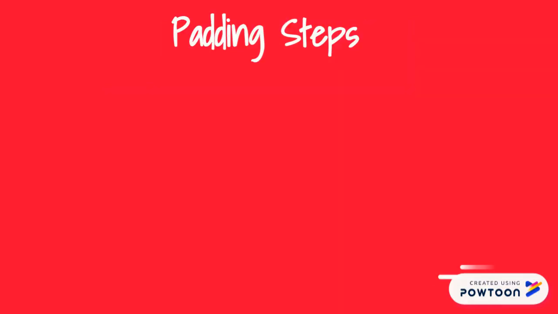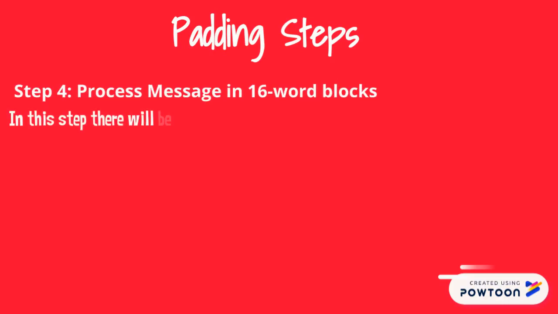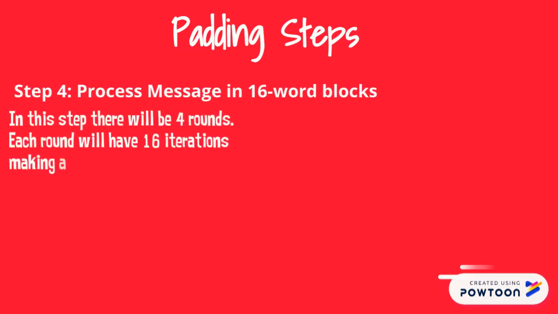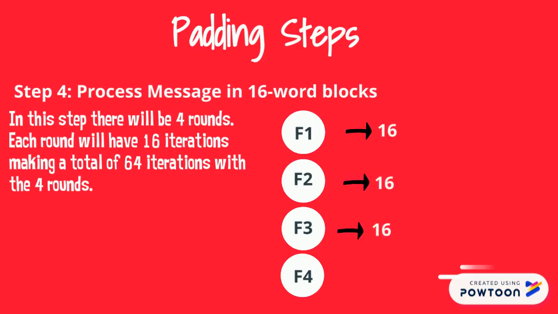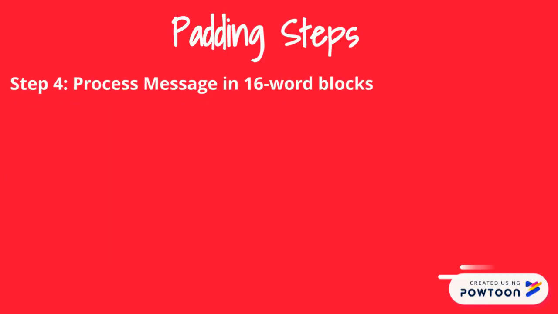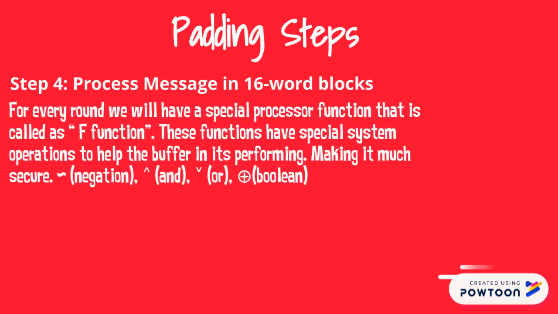Next, we have the fourth step, which is to process the message in 16-word blocks. In this step, there will be 4 rounds. Each round will have 16 iterations, making a total of 64 iterations with the 4 rounds. For every round, we will have a special processor function, called a function. These functions have special operations to help the buffer in its performing.